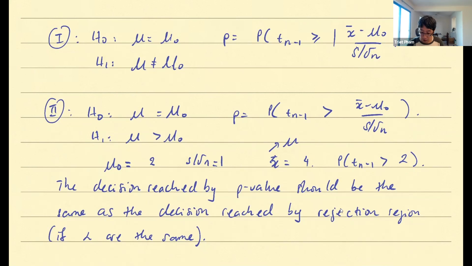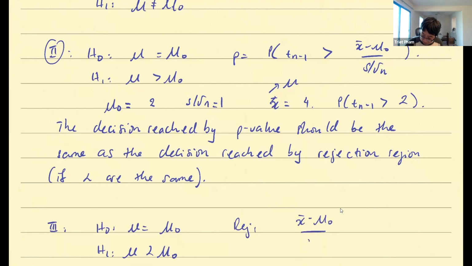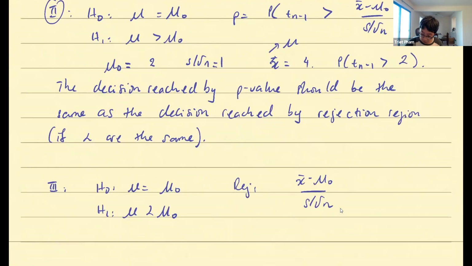Absolutely. In the other one-sided test, in 3, the null is mu equals mu naught, the alternative is mu less than mu naught, right? So what is our rejection region? We would reject if the test stat, yeah, you tell me, what is the rejection region here and what's the p-value here?